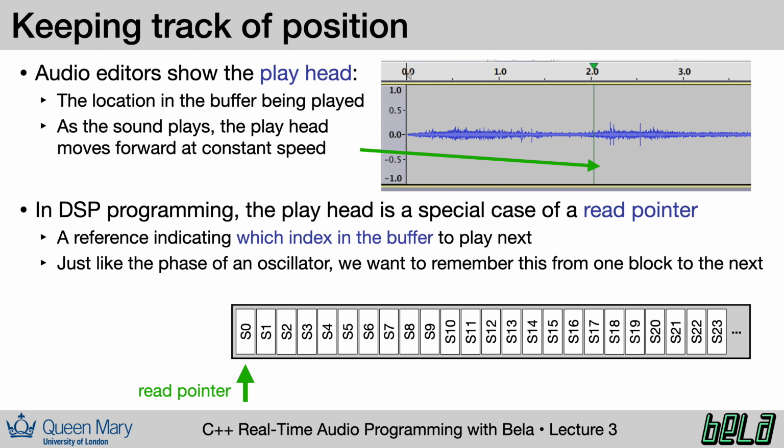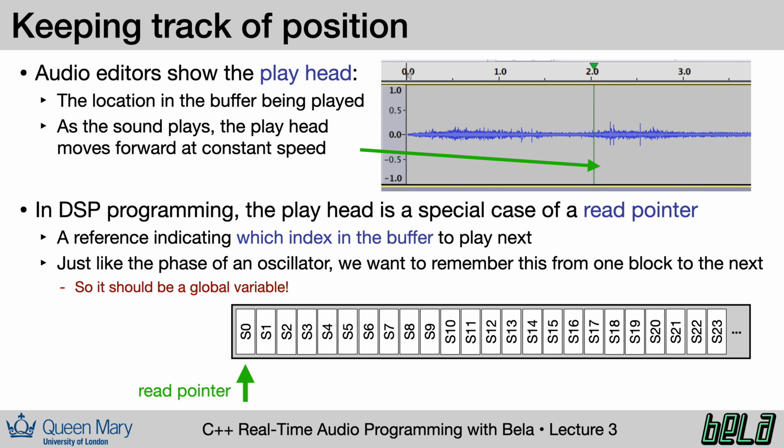So from a programming perspective, we call this a read pointer. The read pointer is essentially just a number or an index which tells us where in the buffer we're playing from at this immediate moment. And it works sort of like the phase of an oscillator, where we need to remember where we left off so that at the beginning of the next call to render, we pick up from the right place.